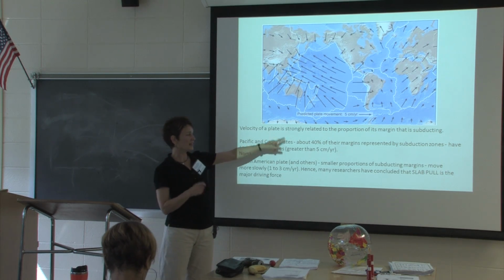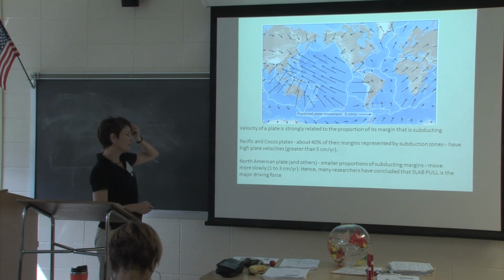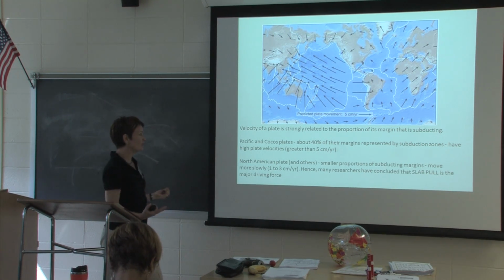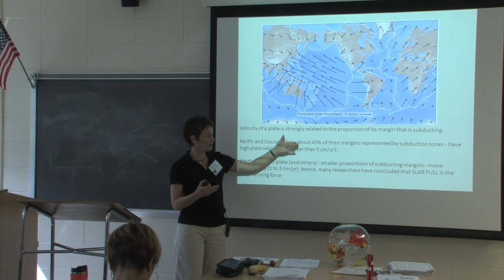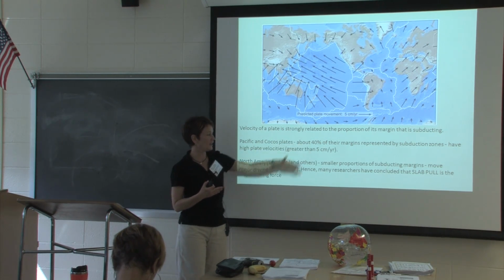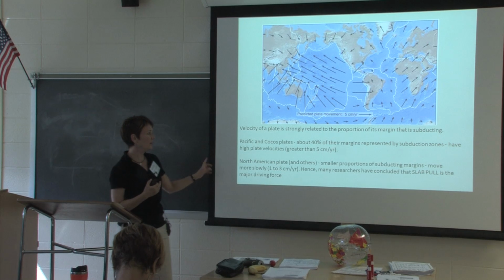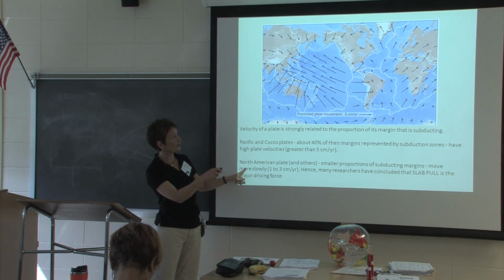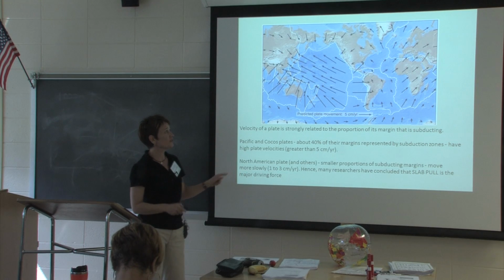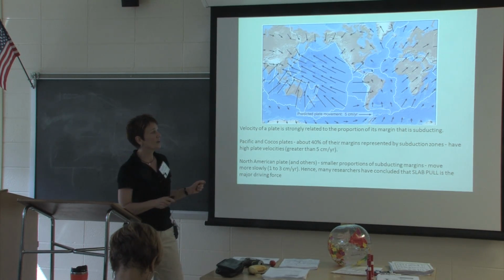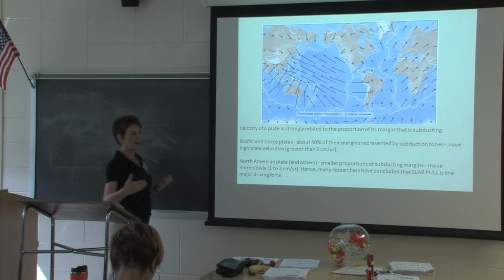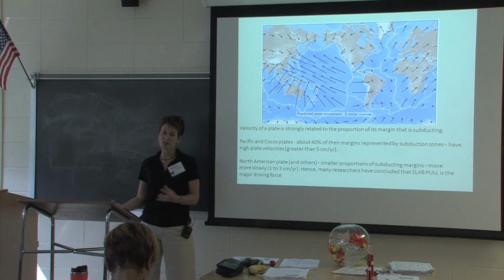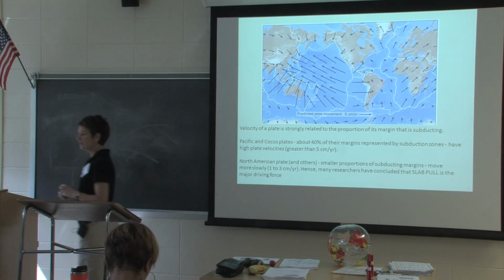And they found that the plates that have a large margin represented by subduction zones are correlated directly with greater movement velocities. The slower moving plates, like North America here, have a much, much smaller proportion of their total margin represented by these subduction zones. And so this is where we get the idea that perhaps it's this slab pull that is driving the plate movement.